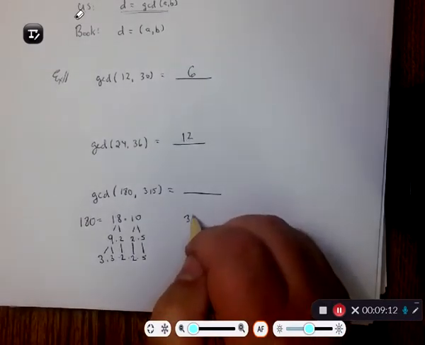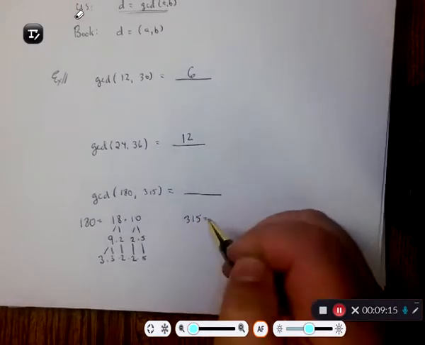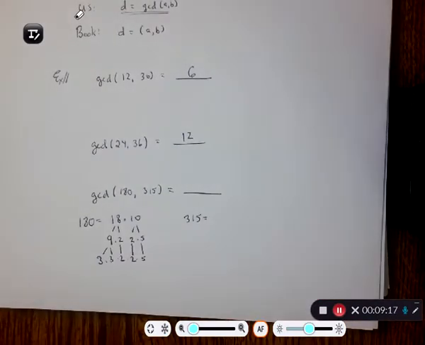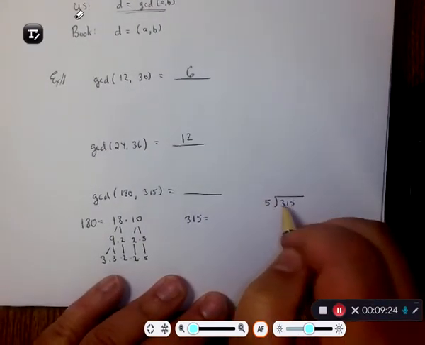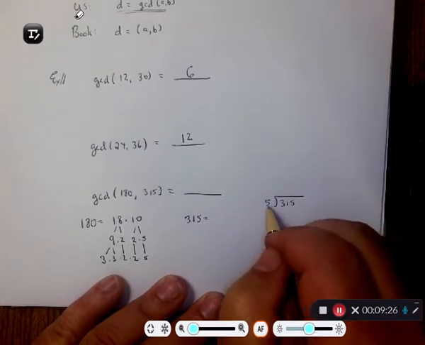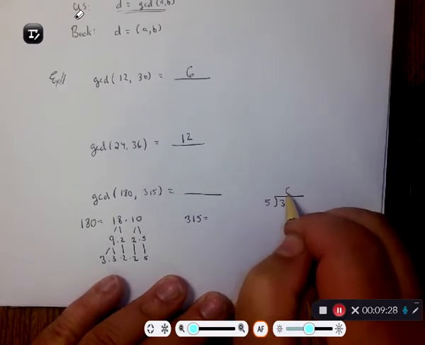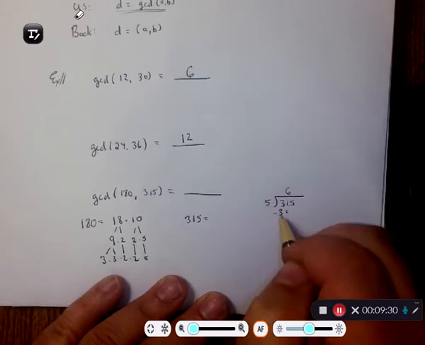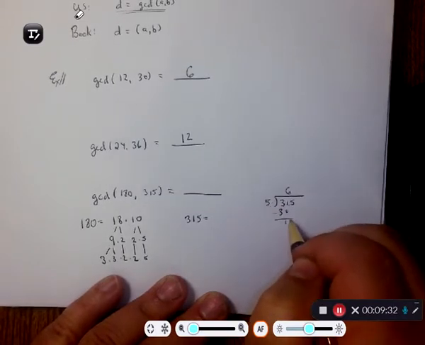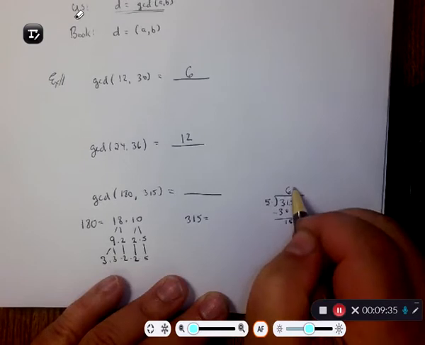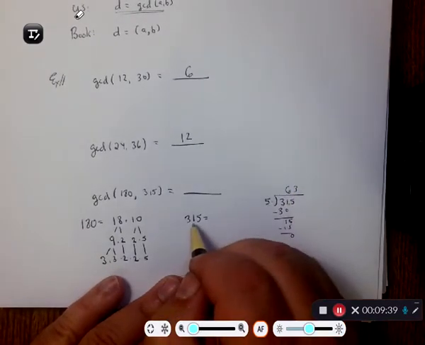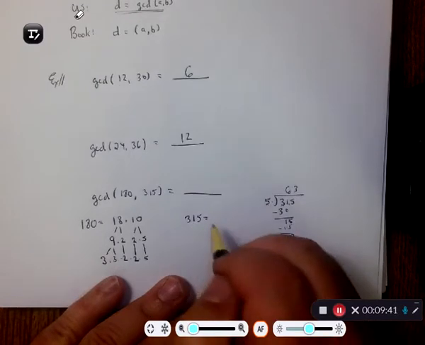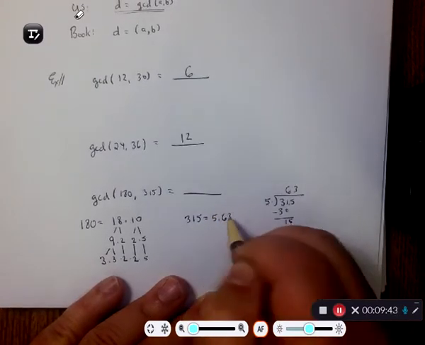Now, if I go in there and figure out what 315 is, well, let's see here. 5 clearly goes into this, so I can divide 315 by 5. 5 doesn't go into 3, but it goes into 31. 6 times 5 is 30. Subtract, bring down the 5. 5 goes into 15 3 times. That'll be 15, remainder 0. So 315 is 5 times 63.